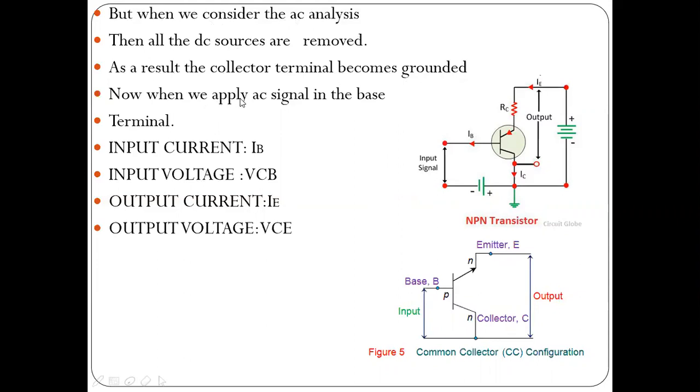Now, when we apply the AC signal in the base, that is the input terminal, then our input current will be IB or the base current, and our input voltage will be VCB, that is the collector to base voltage. Our output current will be IE, that is the emitter current, and our output voltage will be VCE, that is the collector to emitter voltage.